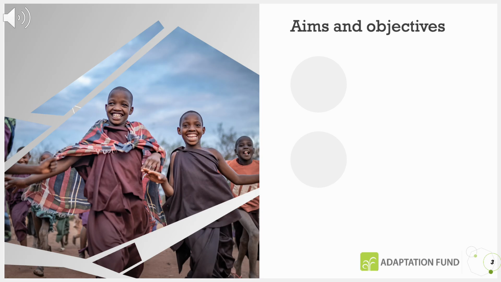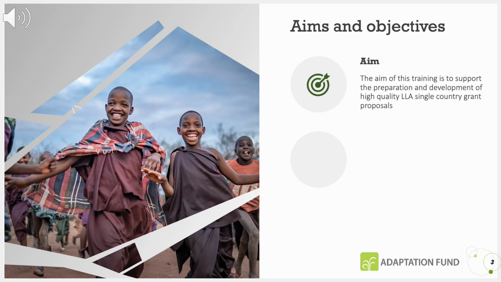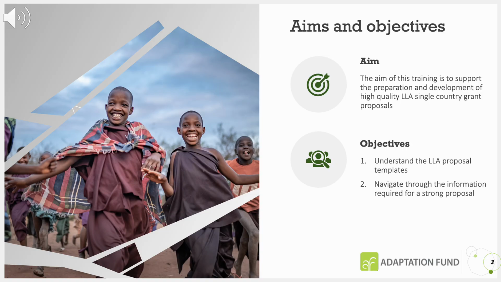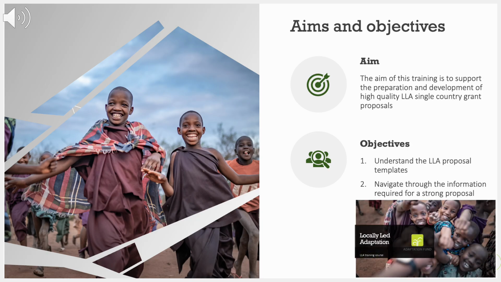The aim of the training is to support the preparation and development of high-quality single-country LLA grant proposals. The objectives of the training are to understand the LLA proposal templates and navigate through the information required for a strong proposal. For further information on the principles of LLA and more case studies of LLA projects, please ensure you have watched Part 1 of this training, LLA Introduction.